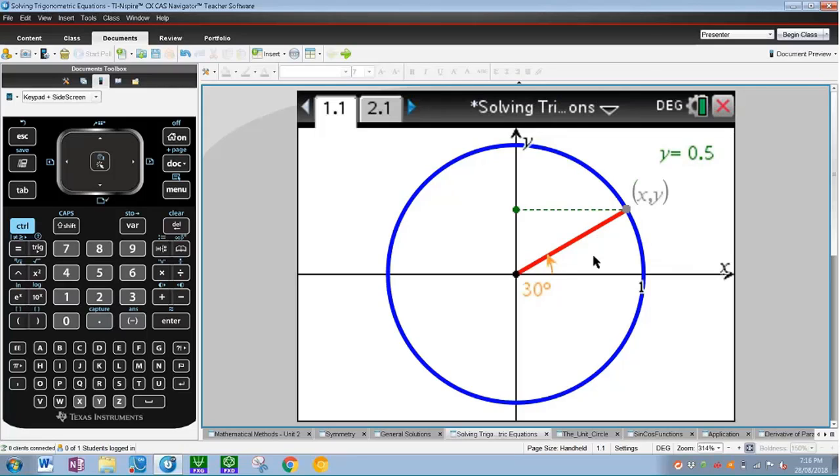And then, of course, you can bring in more discussion about, well, are there other possible angles that get you the same value? And then you can say, well, what about the second quadrant? There should be a point on the left-hand side here. Correct.